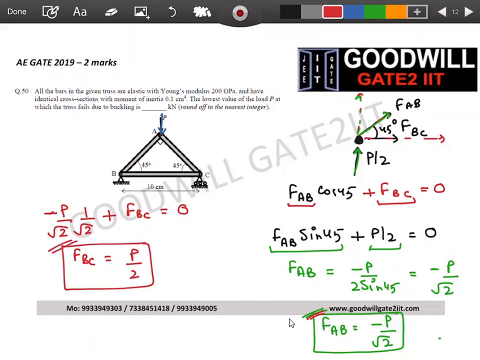So now the question says, what is the lowest value at which the truss fails? Now, truss can fail at this, any one member fails, my truss fails, right? They're asking what is the lowest value of P. And I hope you people agree that lowest value will come from which expression? From this expression. AB will fail quickly. It's critical load. Now, if you don't understand this, it's perfectly fine. What I'm trying to tell you is I'm going to next slide.